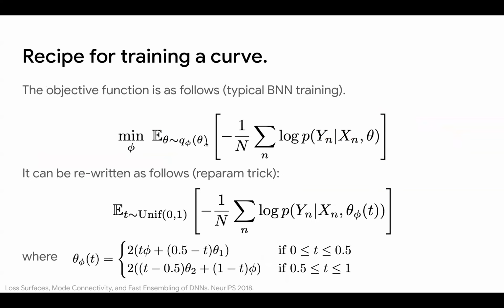So this is how the objective looks like. Like before, we try to minimize the parameter for your distribution such that whenever you sample from this distribution, the loss should be very low, right? And you can use a reparameterization trick to write this down in the following way. You sample from t, and then you compute this theta phi of t based on this formulation. So if t is between this, you compute this linear equation. This is linear with respect to phi, so everything is differentiable.